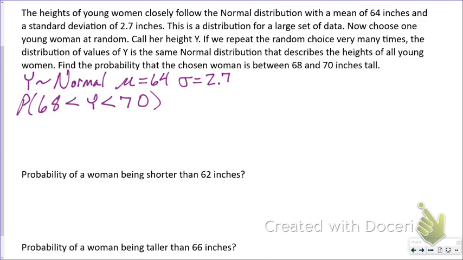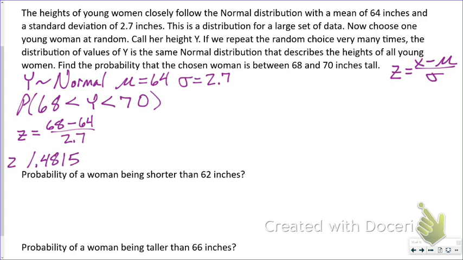Since it's normal, you need to find each value's z-score. So remember, a z-score, where could I write this? A z-score is the value in question minus the mean over standard deviation. So we're going to go 68 minus 64 divided by 2.7. And when we do that, we get 1.4815. Let's get 70's z-score. And we get 2.2 repeating.